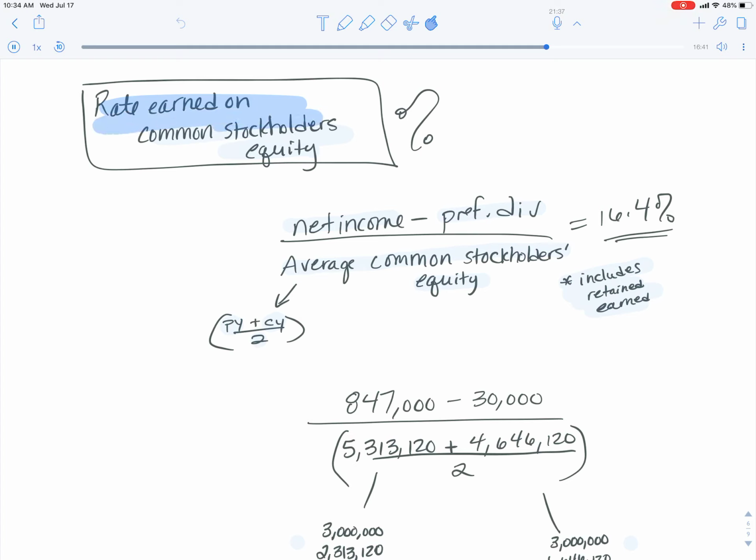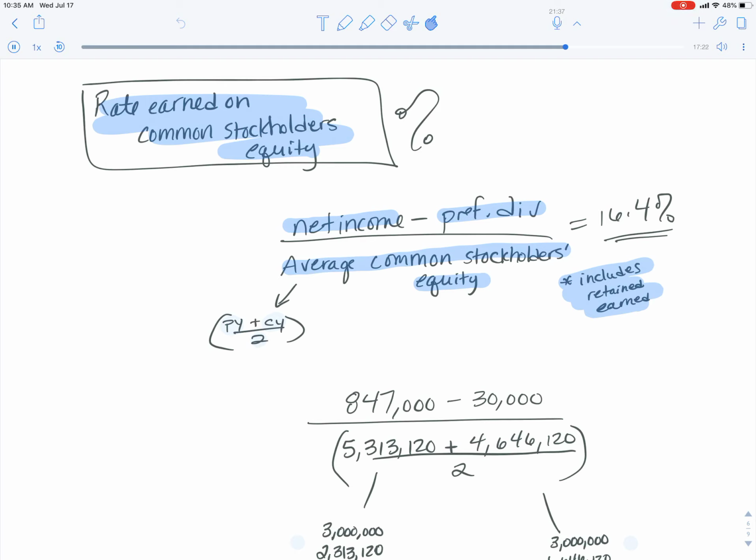Rate earned on common stockholders' equity. So this one's very similar to the previous, except we're only talking about common stockholders' equity. So what we want to do is remove preferred dividends from the numerator. So you take net income minus preferred dividends. You can find preferred dividends over on the first page of the financial statements under the statement of stockholders' equity. And you're going to divide that by only common stockholders' equity. So this includes retained earnings and includes common stock, but does not include preferred stock.